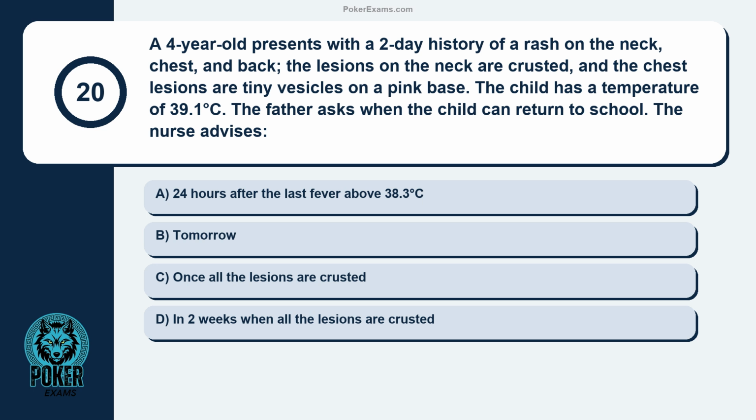tomorrow, once all the lesions are crusted, in 2 weeks when all the lesions are crusted.